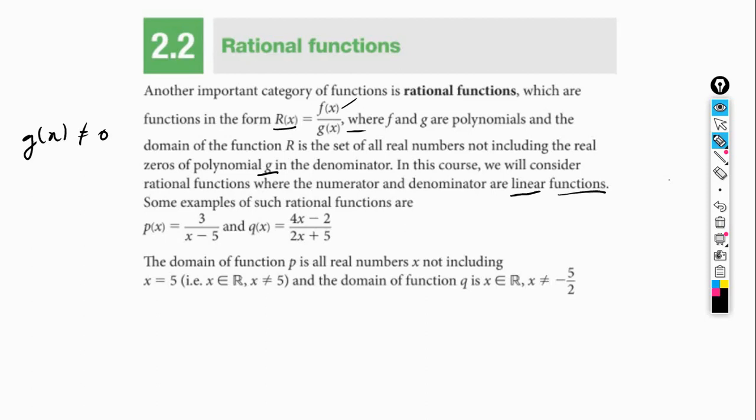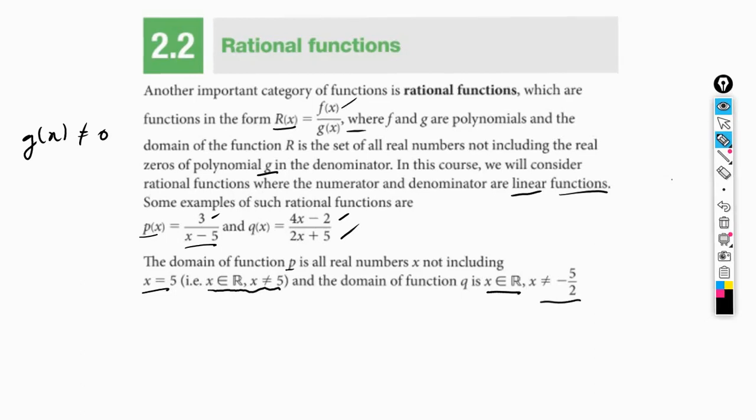In this course, we're going to consider rational functions where the numerator and denominator are linear functions. Some examples of such functions are p of x, where you have a constant 3 divided by a linear function x minus 5, and q of x, where you have two linear functions, 4x minus 2 divided by 2x plus 5. So the domain of function p is all real numbers x, not including x equals 5, right? Or you can write it in this form: x belongs to the reals, x does not equal 5. And the domain of function q is x belongs to the reals, and x cannot equal negative 5 halves.